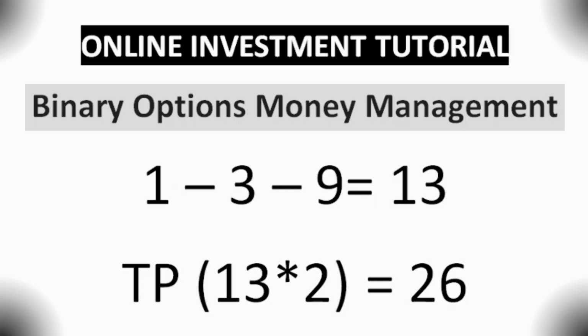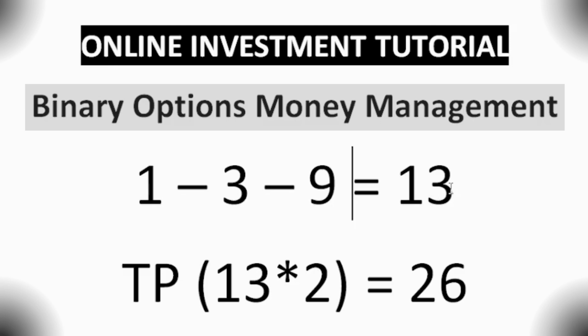So as you can see on my screen, 139 equals 13. So this is the simple money management strategy. Okay, now don't think it is totally simple like this. I'll explain everything, so watch this video till the end. As you can see, this is the exact money management strategy that you're going to use.